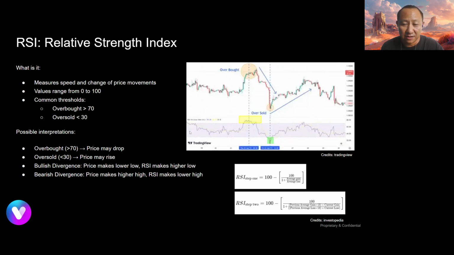Right? So in this case, the RSI is one line, and there are bands within the chart now, right? So this visual tells you the speed and the change of price movements, right? So how fast are buyers buying or sellers selling, and how intense is that activity going on, right?